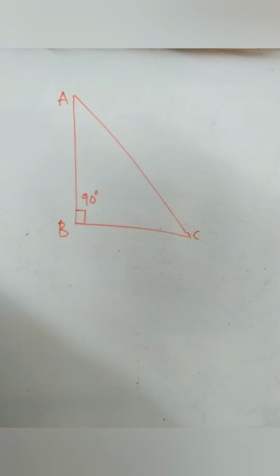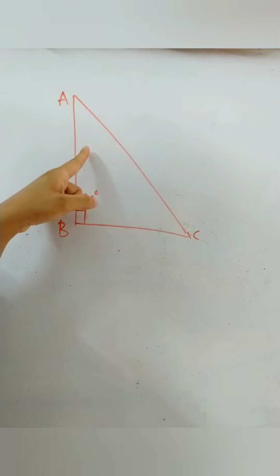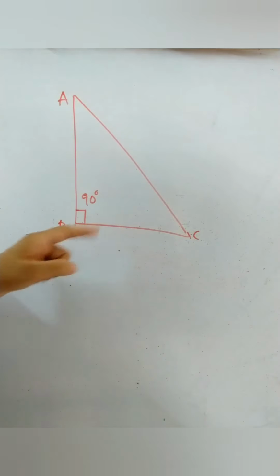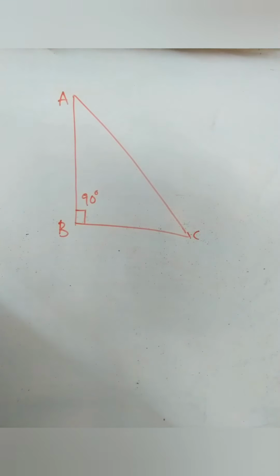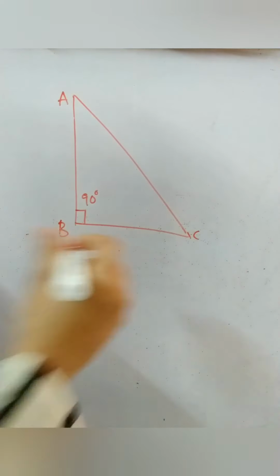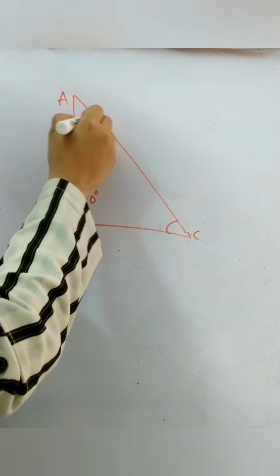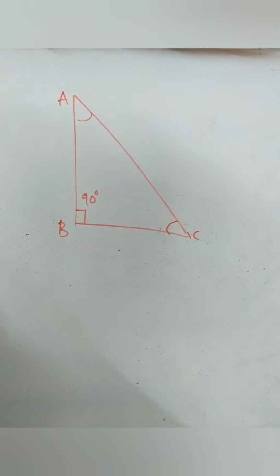Consider the right angle triangle, triangle ABC, and angle B is 90 degree. We know that a triangle is called a right angle triangle if one of its angles is equal to 90 degree. And we know that in a triangle, the sum of all the three angles is equal to 180 degree. Since this angle is 90 degree, the sum of the other two angles will be 180 minus 90, that is 90 degree. So each of these angles will be acute angles. Acute angle means an angle which is less than 90 degree.